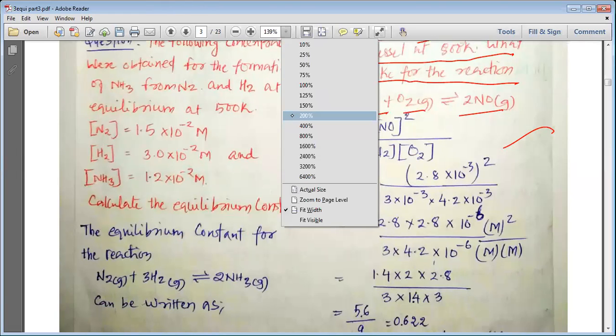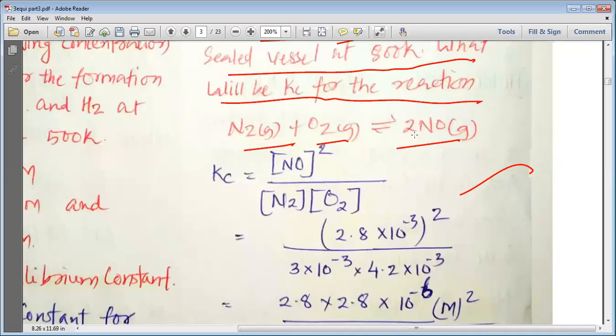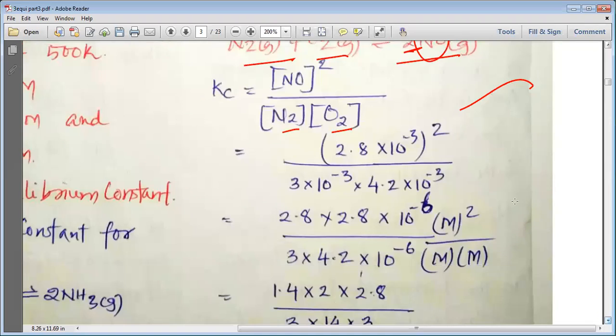So to understand it well, let us first write the equilibrium constant Kc for this reaction. As NO has a stoichiometric coefficient 2, so NO to the power 2 divided by the concentration of N2 multiplied by the concentration of O2, because N2 and O2 are the reactants. Let us put the value of NO, that is 2.8 into 10 to the power minus 3 to the power 2, and the concentration of N2 is 3 into 10 to the power minus 3, whereas the concentration of O2 is 4.2 into 10 to the power minus 3.